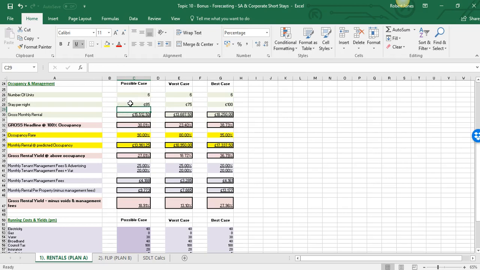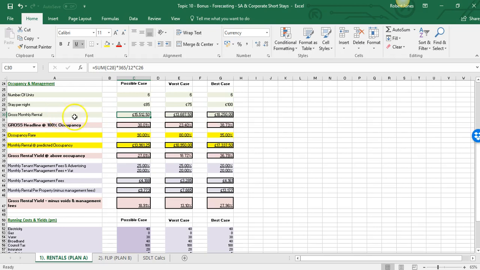A stay per night for Chester. There is a serviced accommodation market in Chester, so you can have a look at other apart hotels, you can have a look at properties on Airbnb, properties on Booking.com, and get an idea for what the general cost per night might be. You can see here, that gives us a gross monthly rental income. Now this certainly looks significant and healthy, but this does get reduced down, as we'll see shortly.